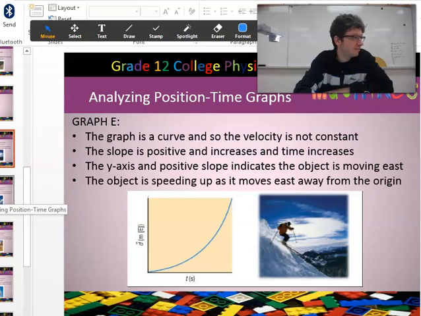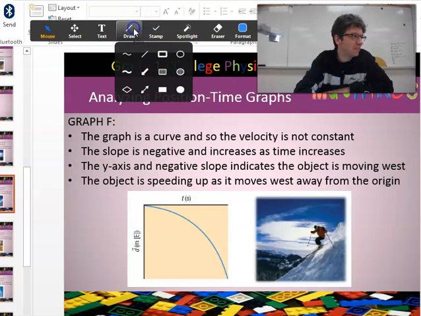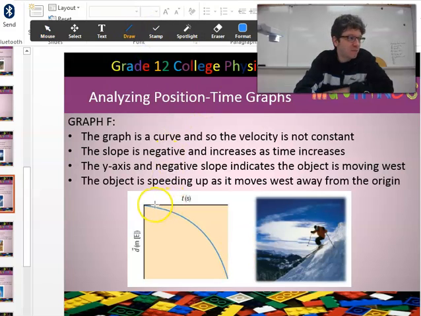The next curve looks like this. So what's happening here? Let's go back and look at how the slope is changing. Initially you have a slope like this, and then one like this, and then one like this. So again, it looks like the slope is getting steeper, but it's not getting more and more positive. It's getting more and more negative. So in this case, your speed is increasing, but not towards the east. It's increasing towards the west because it's getting more and more negative. Okay, let's look at a couple other examples.